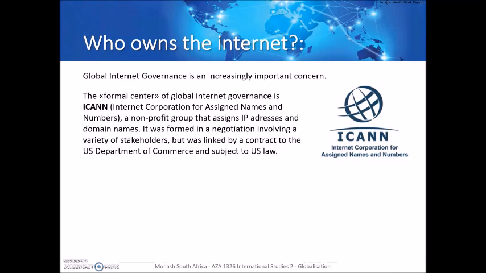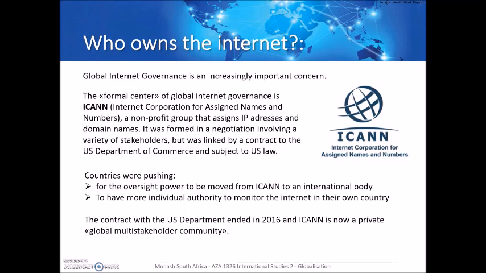ICANN was formed in a negotiation that involved a variety of stakeholders, but although it was a non-profit group, it was linked by contract to the US Department of Commerce, and it was therefore also subject to US law. Now, obviously, not everybody was happy about that. So you had a lot of countries that were pushing for the oversight power to be moved from ICANN to an international body where everybody would have more influence, because the fear was that the US Department of Commerce would be able to influence ICANN too much.